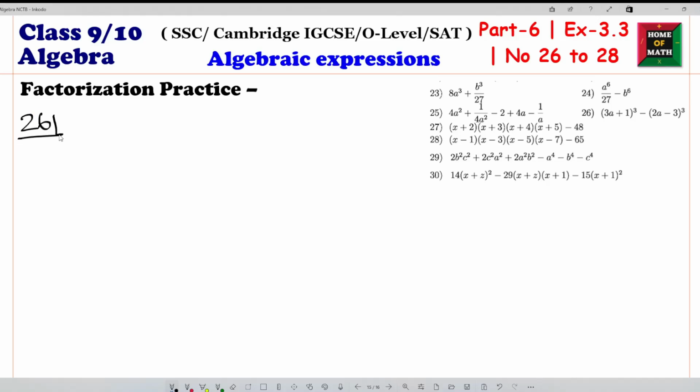Number 26, exercise 3.3, and we are going to factorize this algebraic expression, which is (3a + 1) cube minus (2a - 3) whole cube.